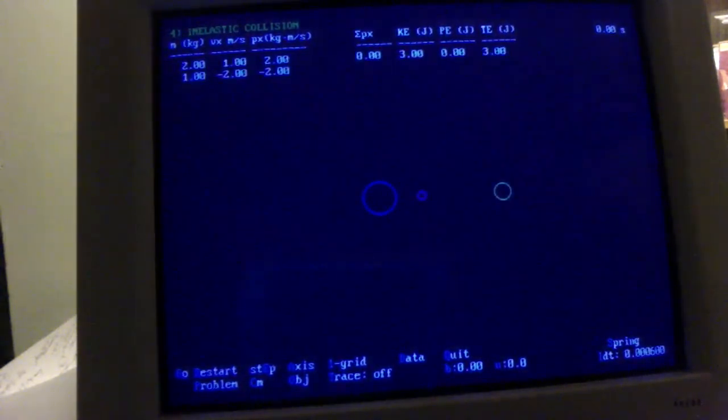Turn on all the data. Whoa, the total energy went to 0. Yeah, there's nothing there. There's no more. It's not going to shoot back out. It's not like it stored the potential energy.